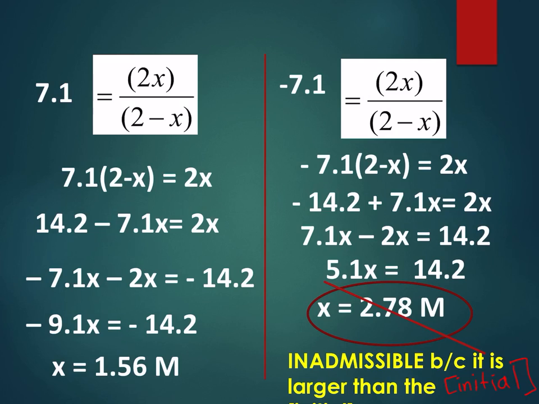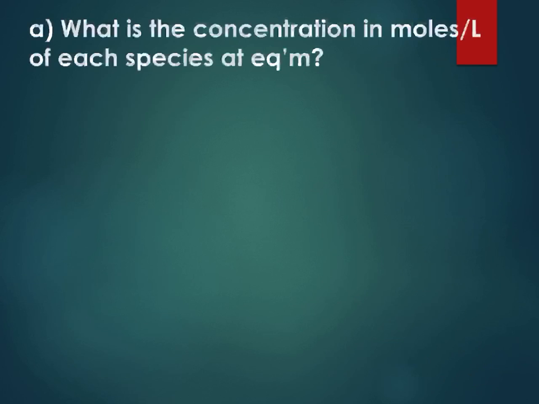Okay, so technically we have not even answered this question yet. So you have to again make sure that you take the correct x value and go back and answer part A. So what is the concentration in moles per liter of each species at equilibrium? I retyped this question on this slide because it was a long time ago, but on your piece of paper you don't have to rewrite the question if you don't want to.